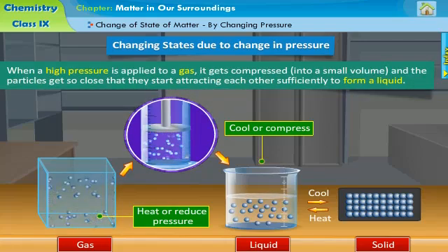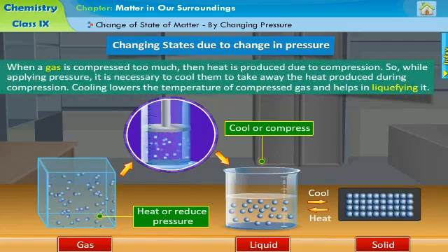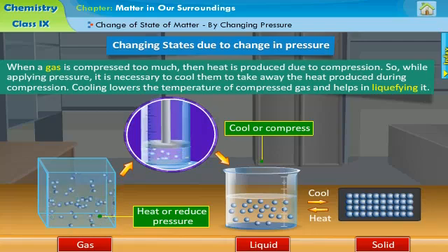When a high pressure is applied to a gas, it gets compressed into a small volume, and the particles get so close that they start attracting each other sufficiently to form a liquid. When a gas is compressed too much, then heat is produced due to compression. So while applying pressure, it is necessary to cool them to take away the heat produced during compression. Cooling lowers the temperature of compressed gas and helps in liquefying it.